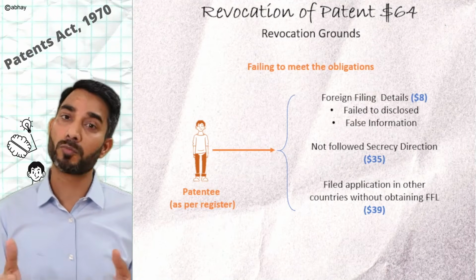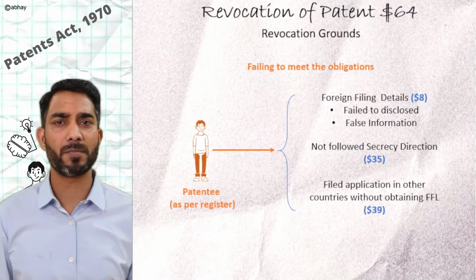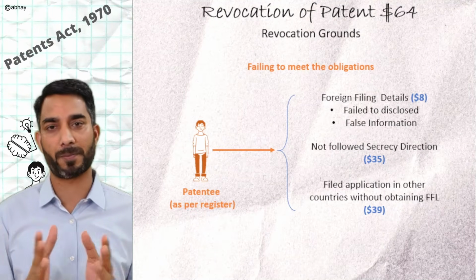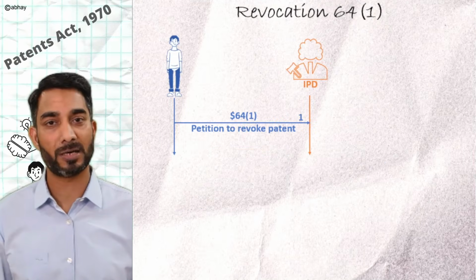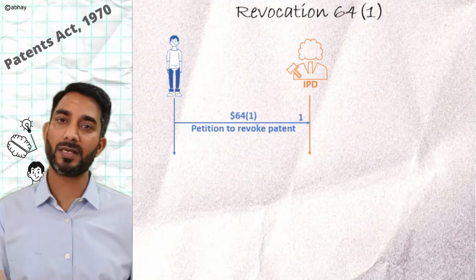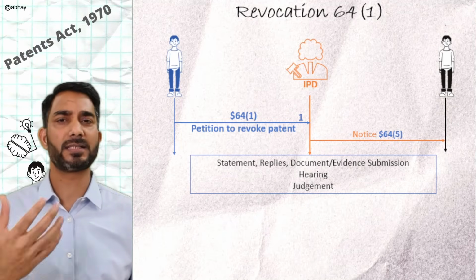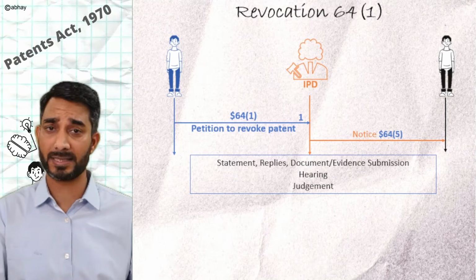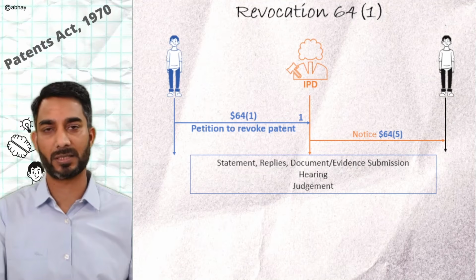We can choose one or more of these grounds, substantiate them with appropriate evidence, and prepare our petition. Once the petition is prepared, we can approach the IPD with the petition. Upon receiving such a notice, IPD notifies the patentee or any other person who may be termed as interested in the patent as per the register kept at the patent office.